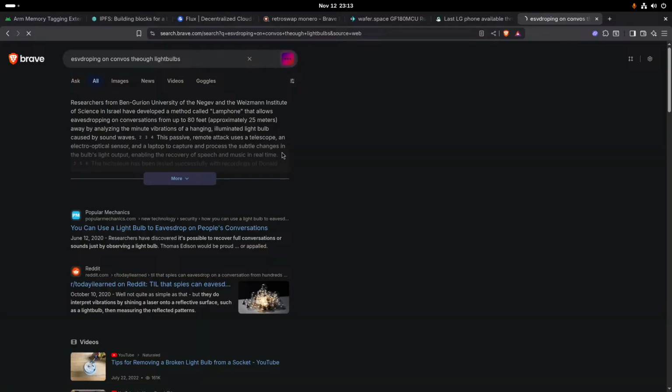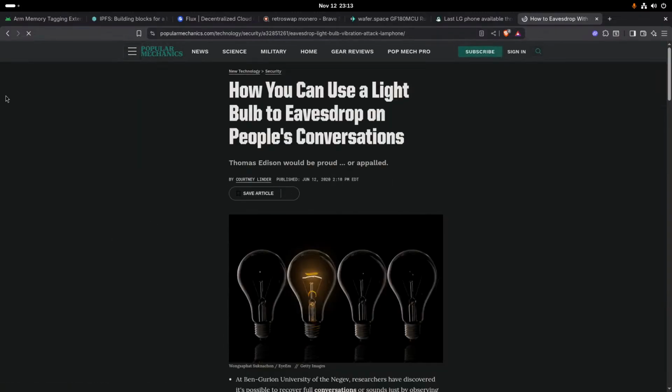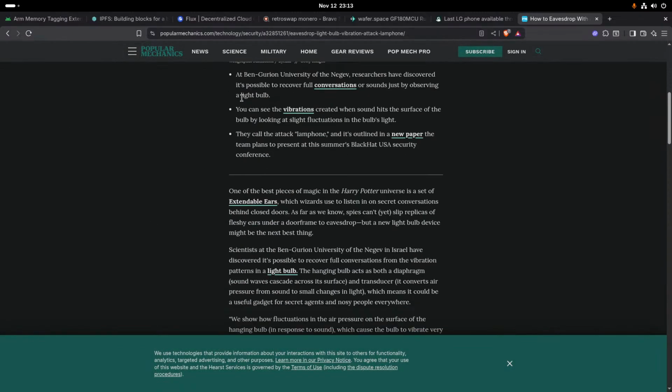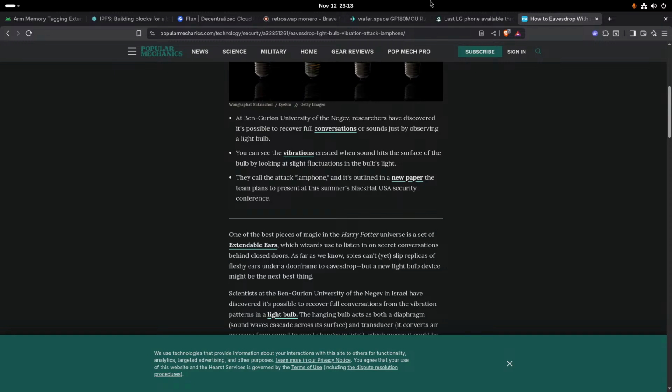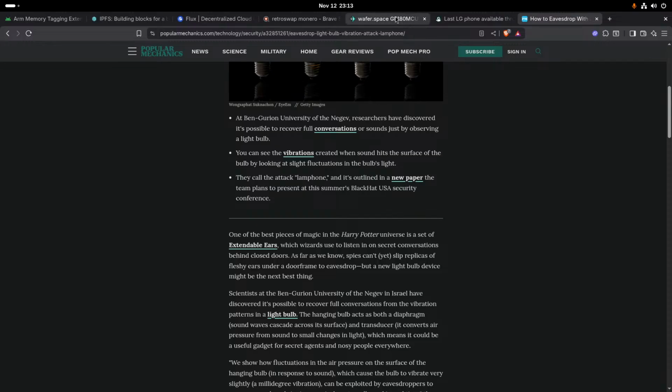You can use a light bulb to eavesdrop on people's conversations. You can, so pretty much at Ben Gurion University, the researchers have discovered it's possible to recover full conversations or sounds by just observing a light bulb. You can see the vibrations created when the sound hits the surface of the bulb, looking at slight fluctuations in the bulb's light. They call the attack Lamphone, and it's outlined in a new paper. You can point to anything and be like, this is compromisable. No shit. They're finding something optical.